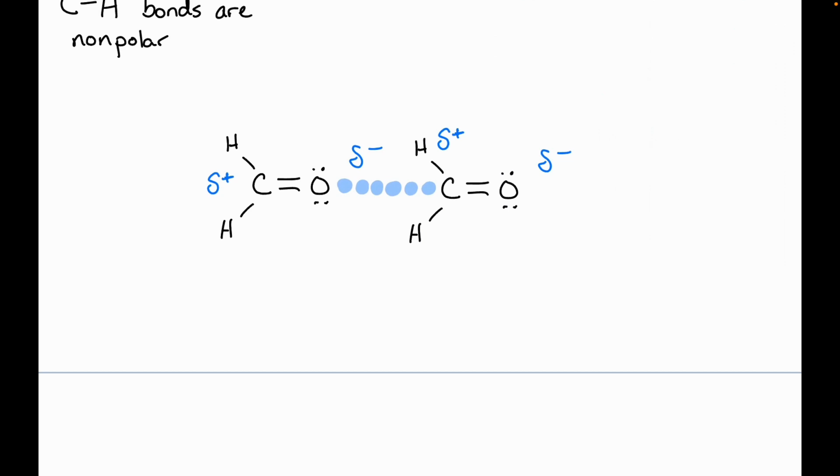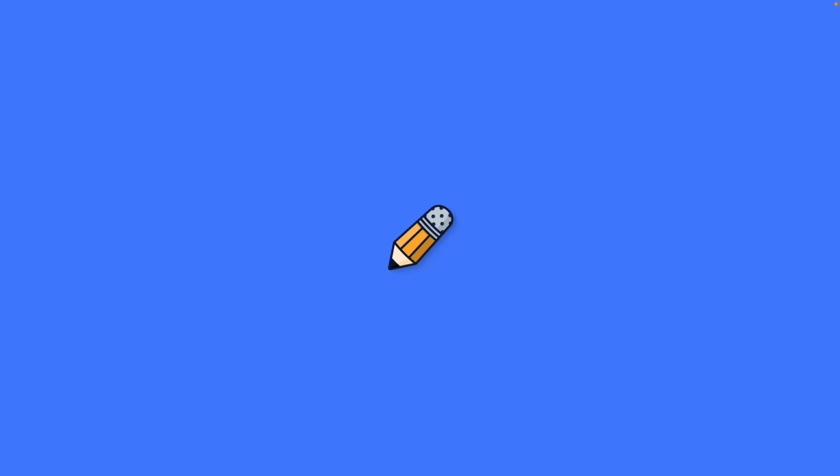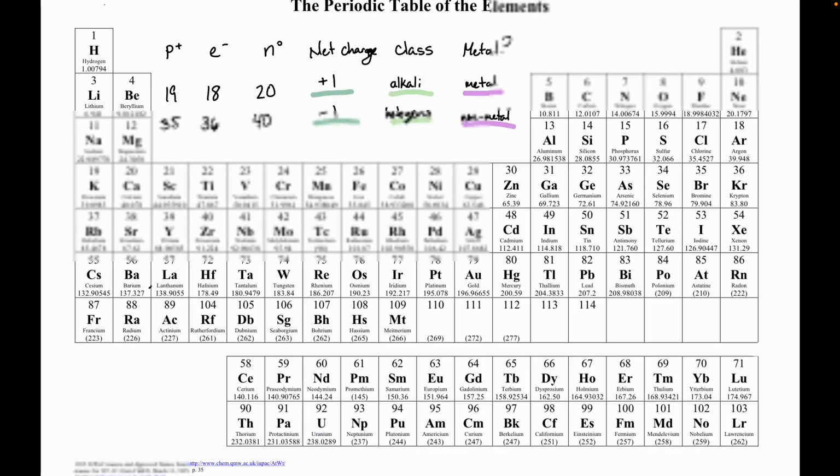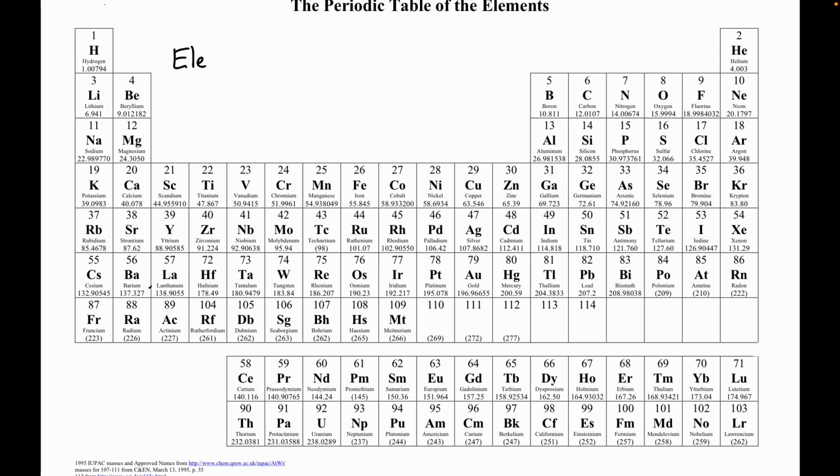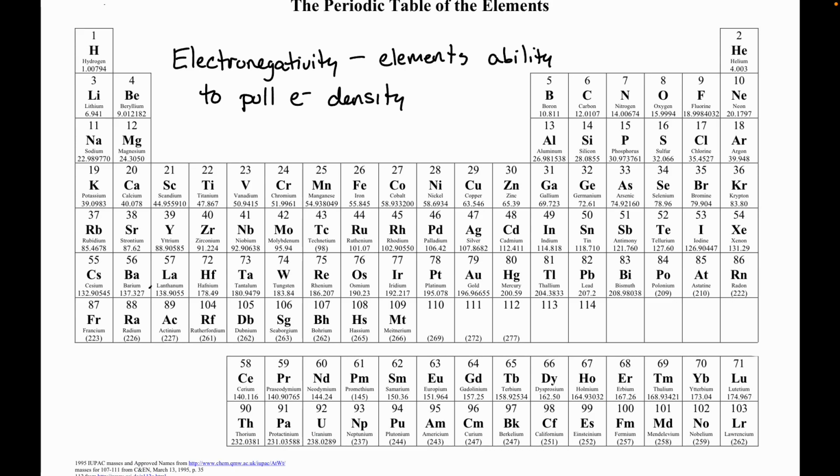For that, we want to look at a periodic table. So let me find one. I got one around here somewhere. Okay, ignore all this. So, electronegativity, strictly speaking, if we're going to define it here, is an element's ability to pull electron density in a covalent bond.